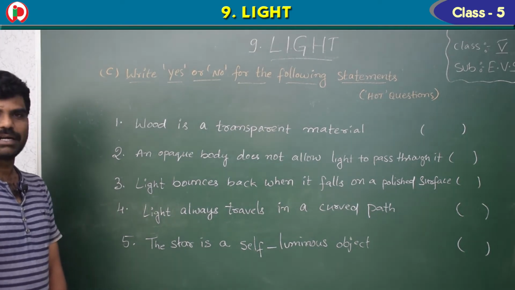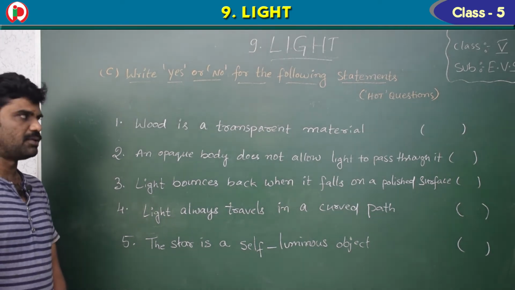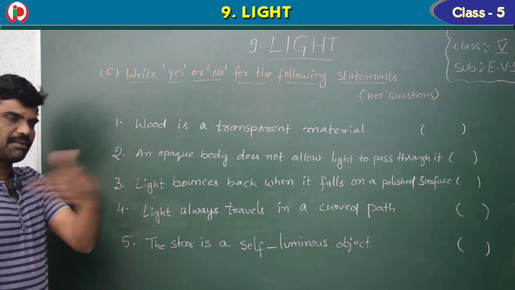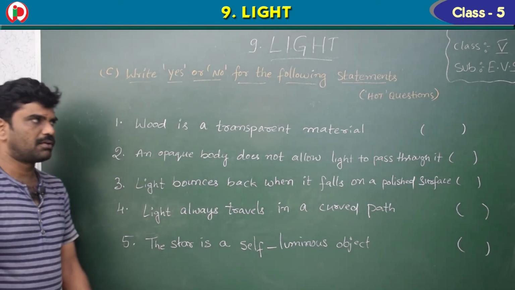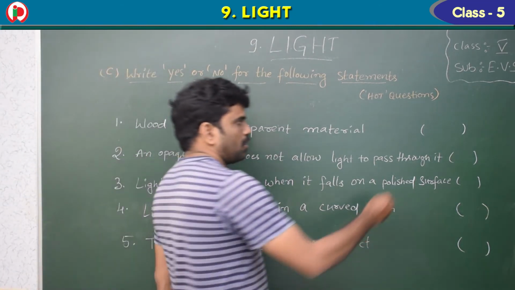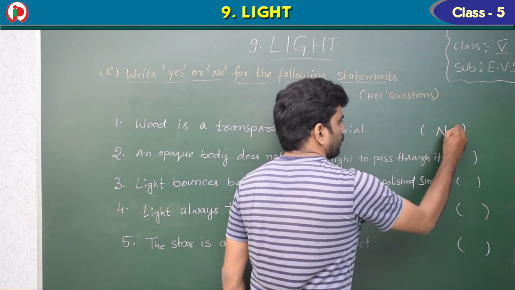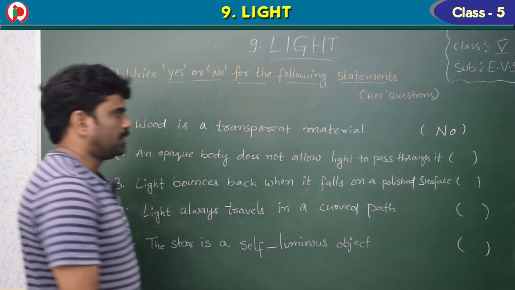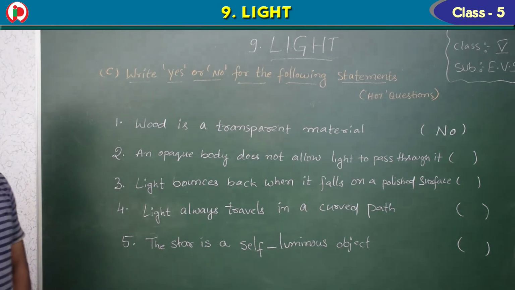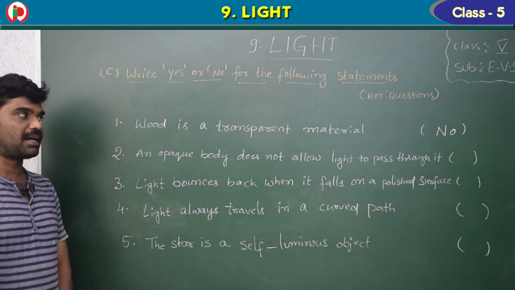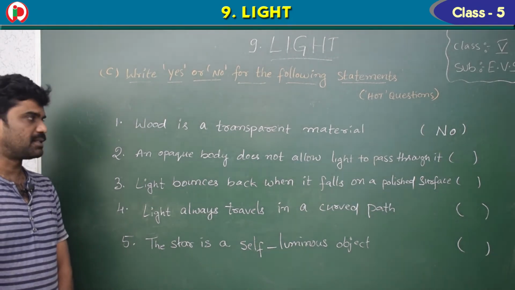Wood is a transparent material, first one. Is wood a transparent material, children? Can the light pass through the wood? No. So the first one is no. Okay. Wood is not a transparent material. What is transparent material? Clear glass and pure water.